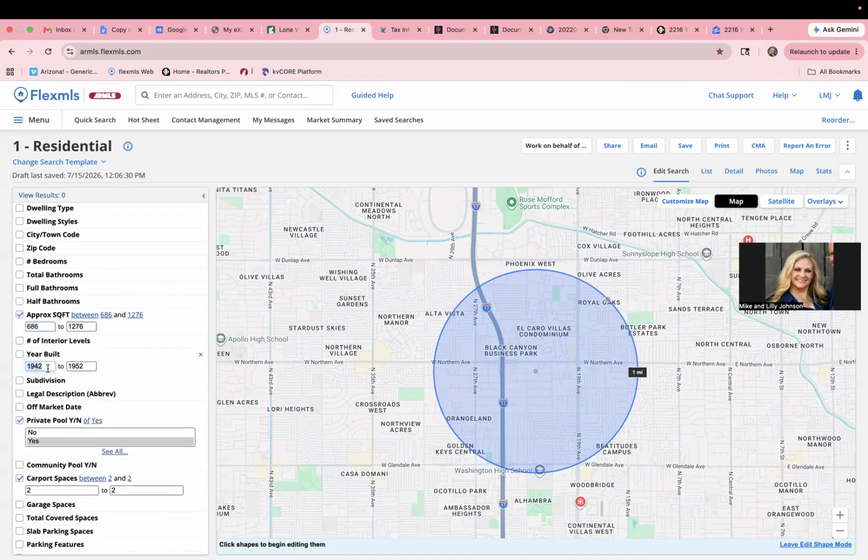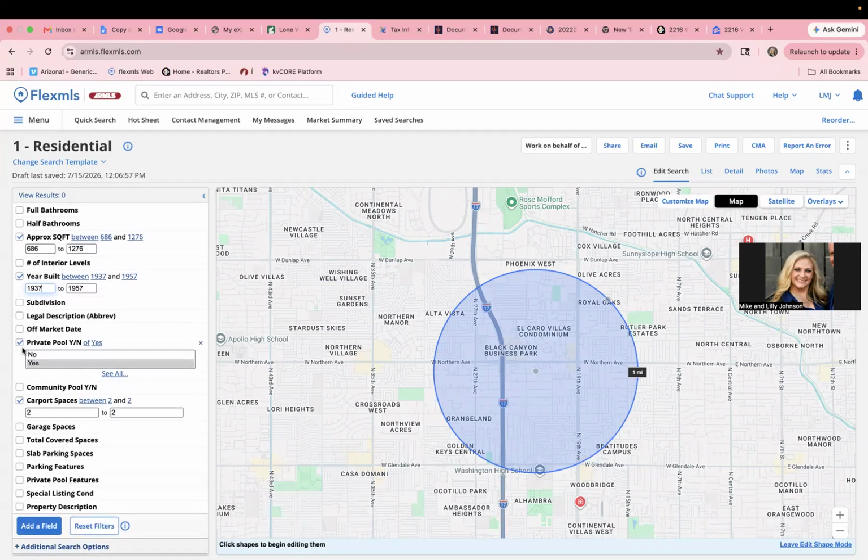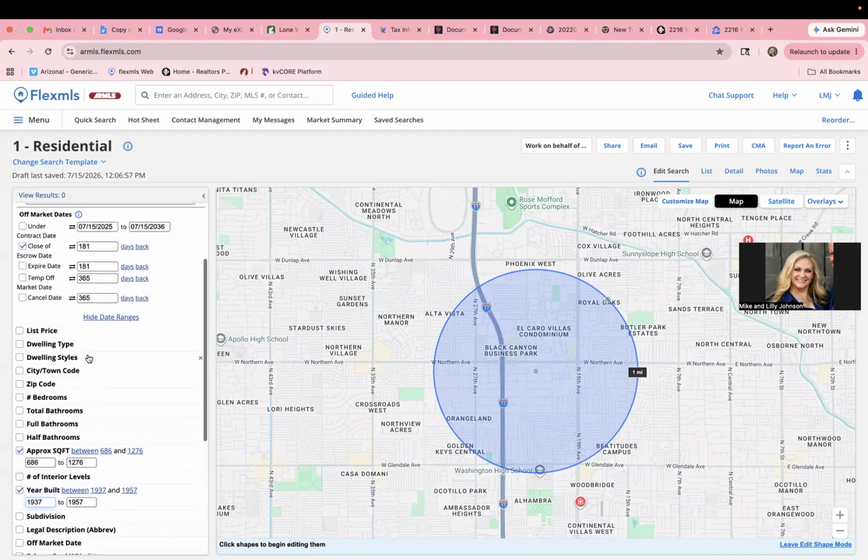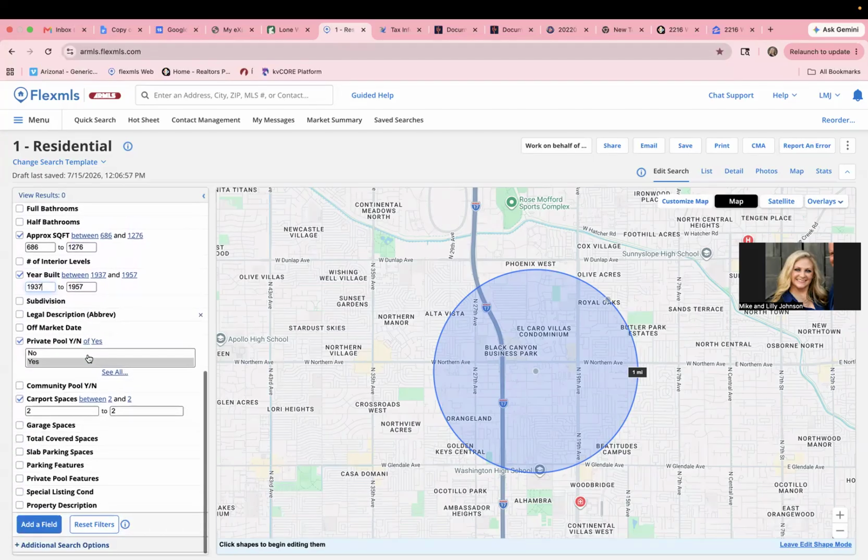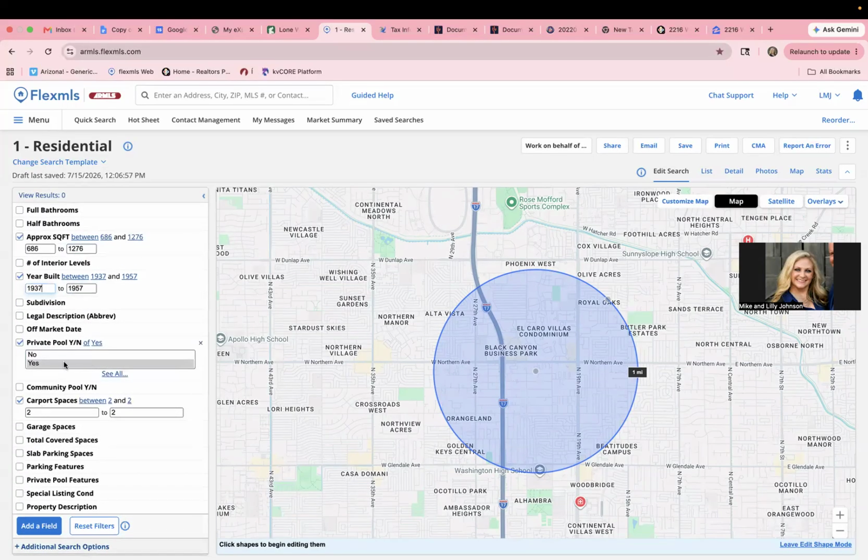So now I probably want to bump up. I think I'm going to do 1940, 1954, because I really want the size to be right. So I might even just do 10 years on either end. Let's see if that picks up more. It's really not. So I can take out the pool and the carport, but I really do care about the lot too. So I'm going to take that out.